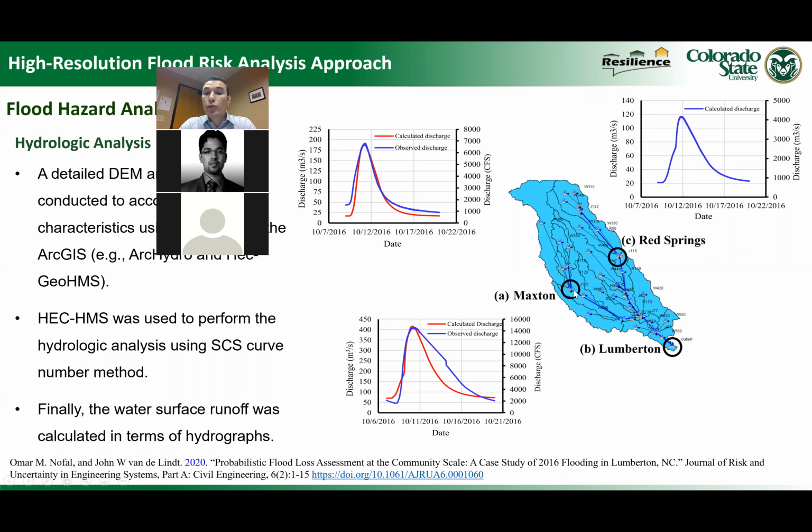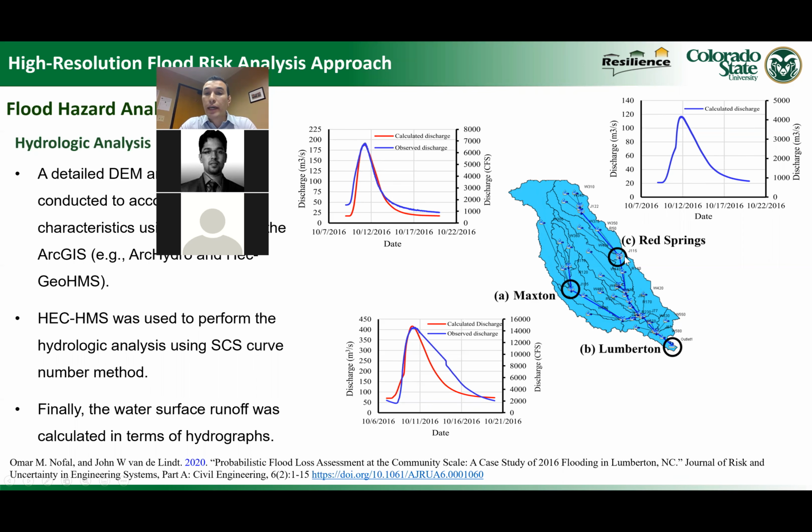We have two USGS gauges that provide the state of water flow at Maxton and at Lumberton, but there wasn't one for Red Springs. So we were able to validate the calculated discharge at these two locations using the gauges at these streams.